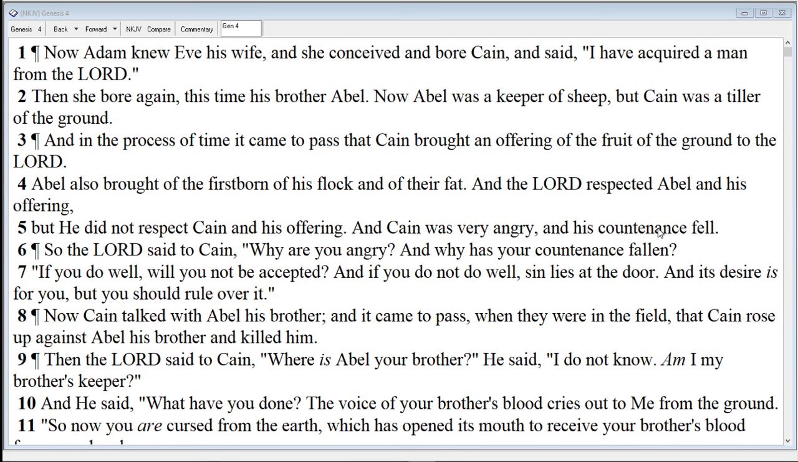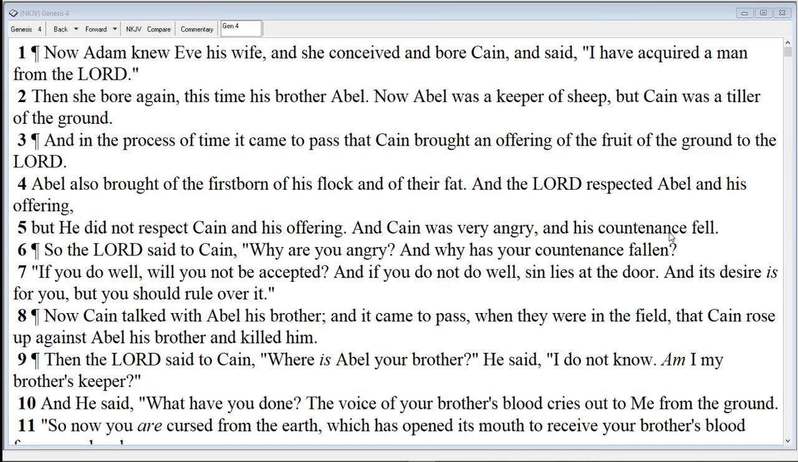Now Abel was a keeper of sheep, but Cain was a tiller of the ground. And in the process of time it came to pass that Cain brought an offering of the fruit of the ground to the Lord. Abel also brought of the firstborn of his flock and of their fat. And the Lord respected Abel and his offering, but he did not respect Cain and his offering.